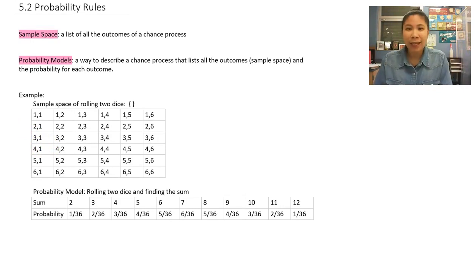Okay, so I've just gone ahead and found the rest of the probabilities for this probability model. So right here, I made it into a little table, but as long as you have some sort of list where it lists out all the different outcomes and all the different probabilities, that counts as a probability model.